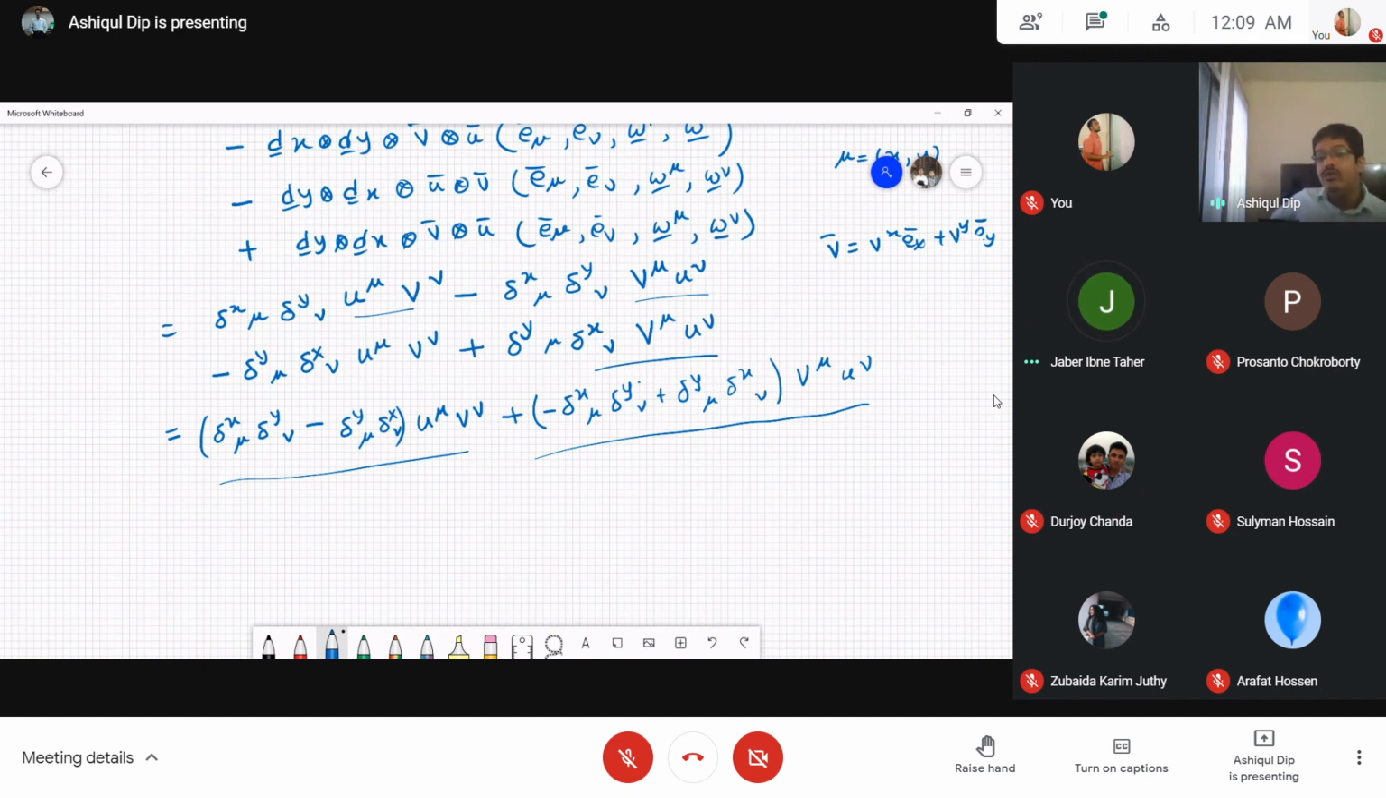So remember, mu and nu are dummy indices, right? Yes. So instead of writing mu, we can write nu for the second term, and instead of writing nu, we can write mu. I believe I changed it appropriately. Then what do you get?